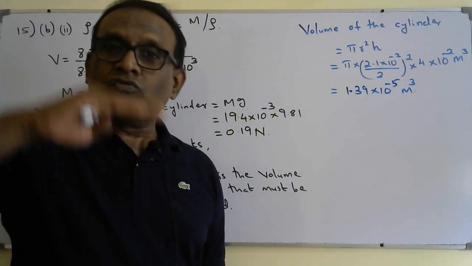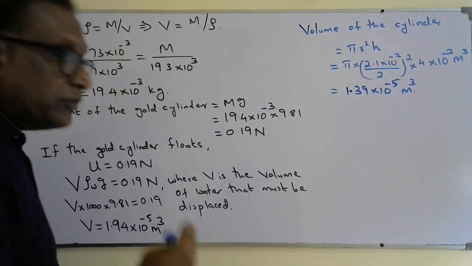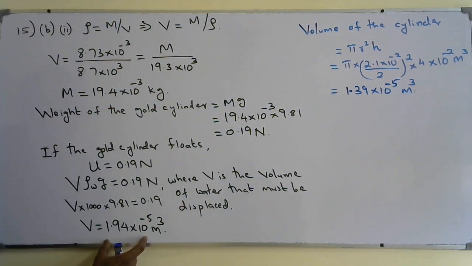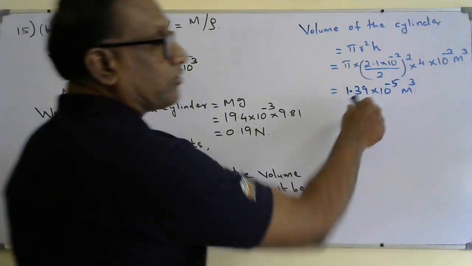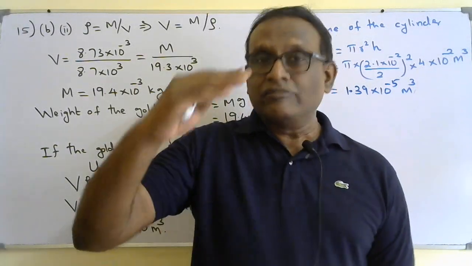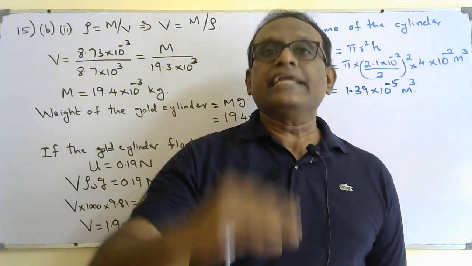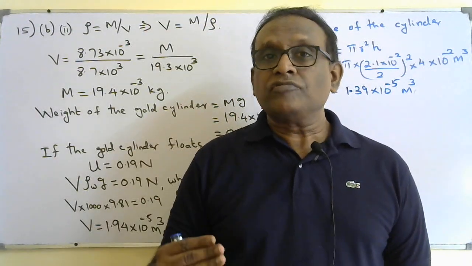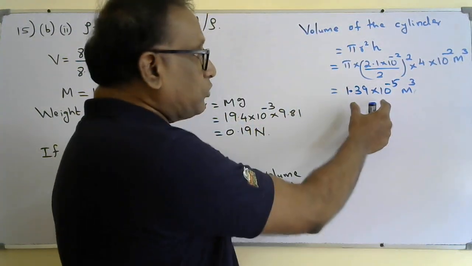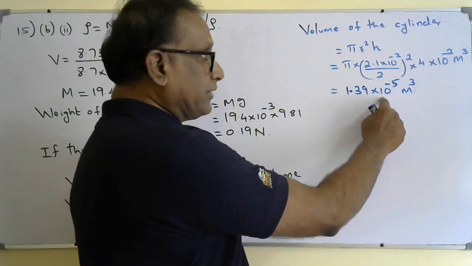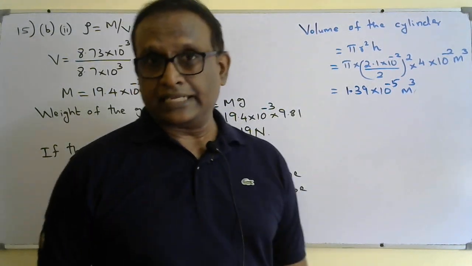But if the gold cylinder wants to float, the volume of water that must be displaced is 1.94 × 10^-5. That means it should displace a volume of water which is more than the volume of the cylinder. That never happens. Even if the cylinder completely sinks into water, the volume of water that could be displaced is equal to the volume of the cylinder, which is 1.39 × 10^-5 meter cube.